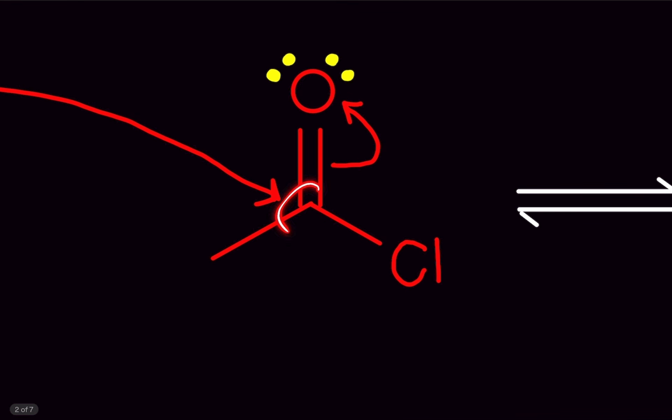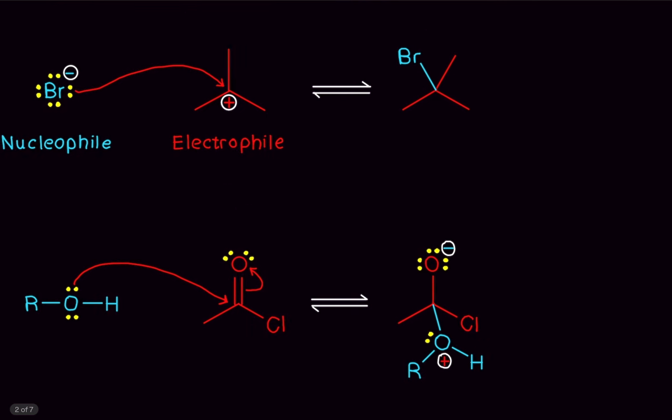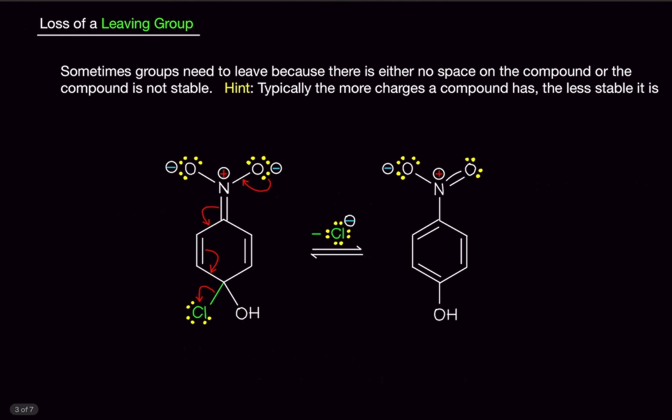This makes this carbon partially positive. And remember, partially positive atoms act as electrophiles. That is why. All right. The second way is loss of a leaving group. Sometimes groups need to leave because there is either no space on the compound or the compound is not stable.